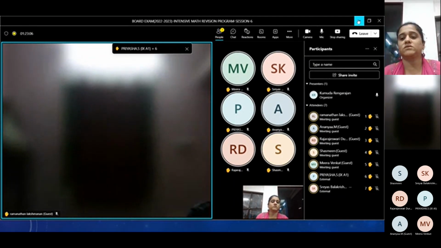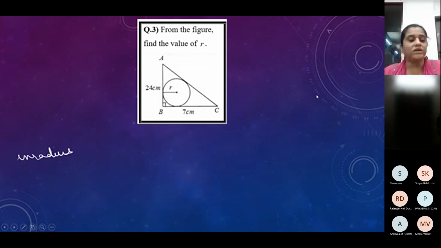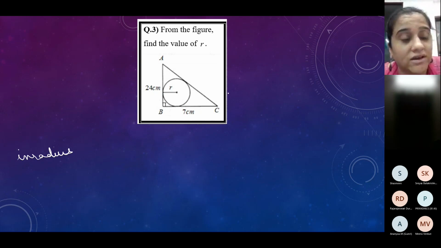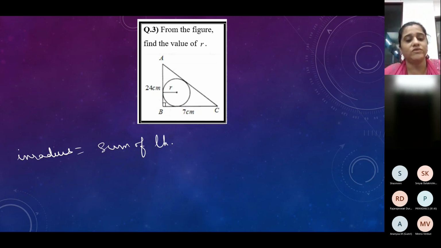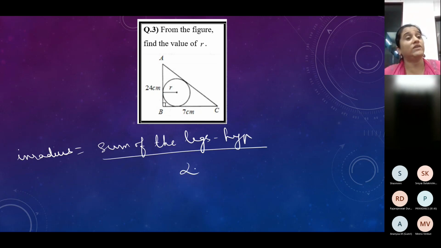Very nice. Thank you. So inradius, here you can see the incircle. What do you see here? You see a right triangle and its incircle. So the inradius of the incircle in a right triangle is given by the sum of the legs minus hypotenuse, divided by 2. Legs are the sides containing the right angle.